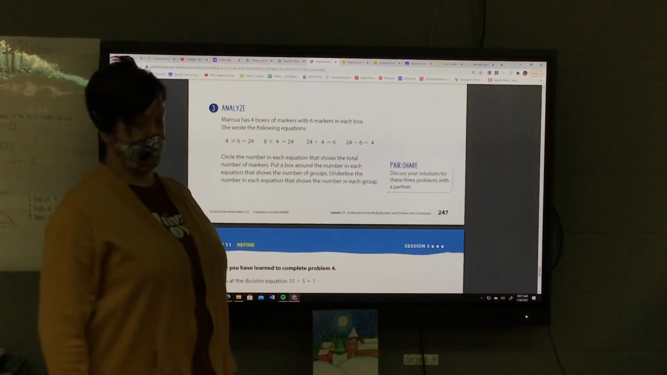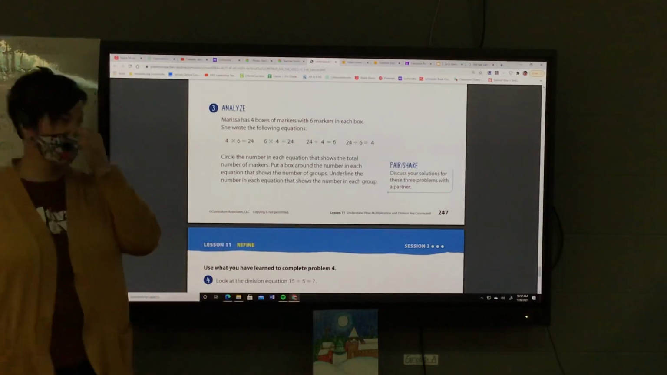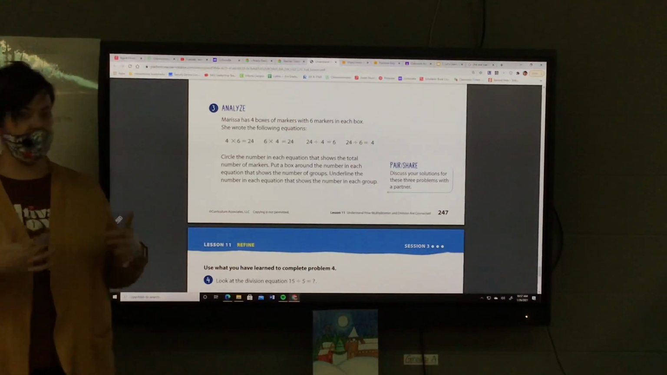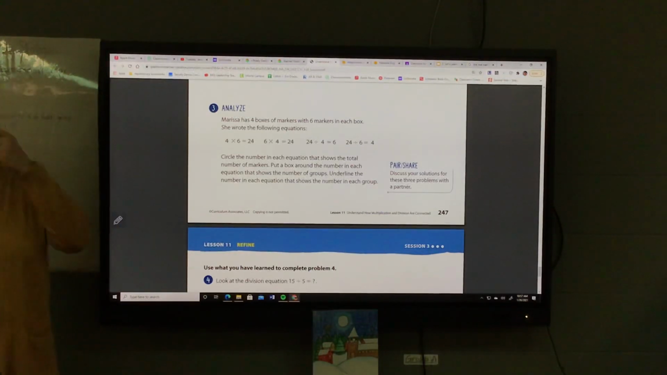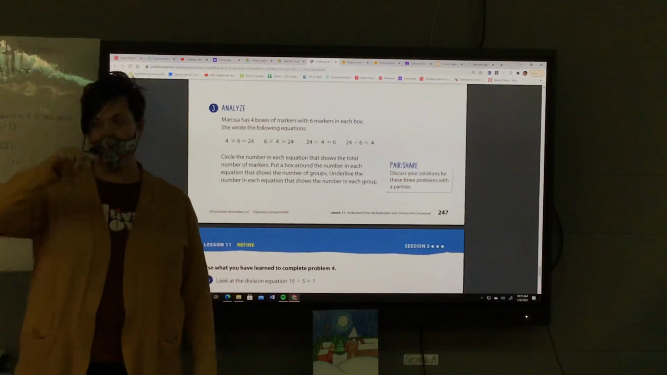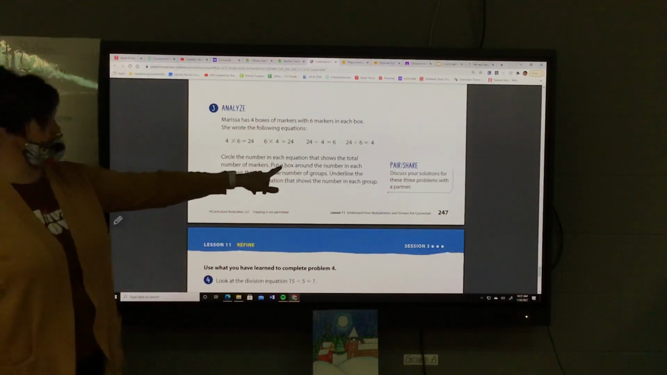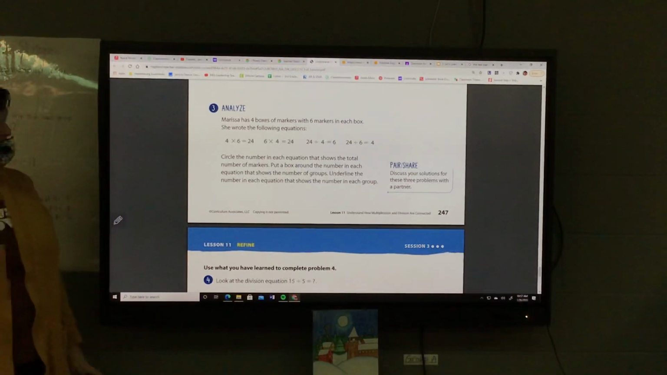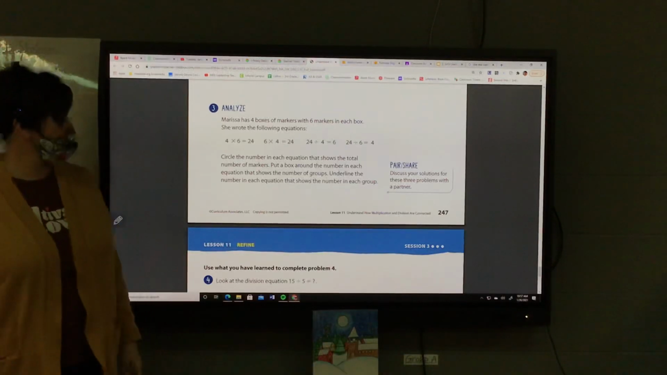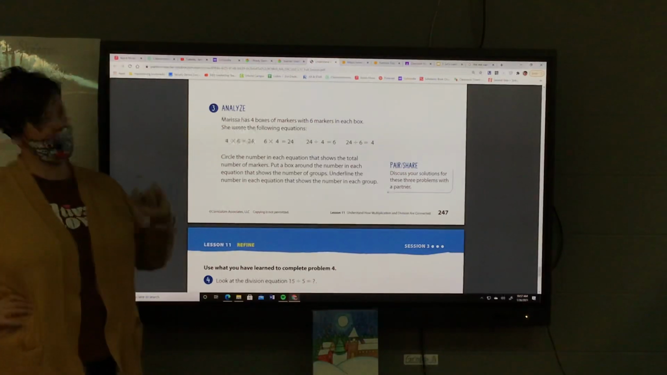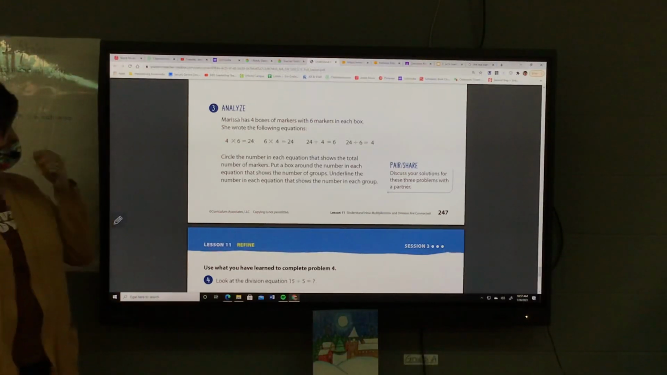Wait, all of them? In each equation? In all of the equations. Do you have the total number circled in each of those equations? Yep. Okay, there's another direction that we have to follow here. Put a box, which is just like a square, around the number in each equation that shows the number of groups. Which number shows the number of groups? If you're not sure, look back up into the word problem.